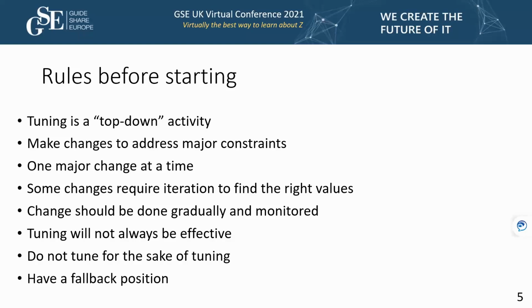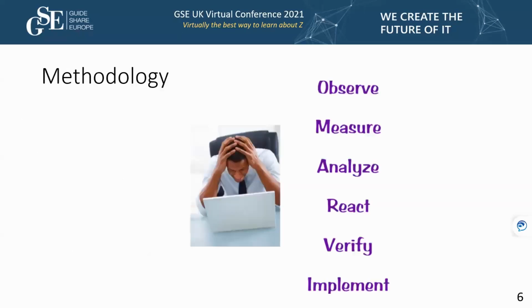Tuning may not always be effective. You might be doing all the right things, but sometimes there are areas that you didn't take into account, or you didn't realize were going on behind the scenes, and you make a change and actually things get worse. That's okay. You just have to back it out. Don't tune for the sake of tuning. You should be doing it with a purpose in mind, and then have a fallback position.